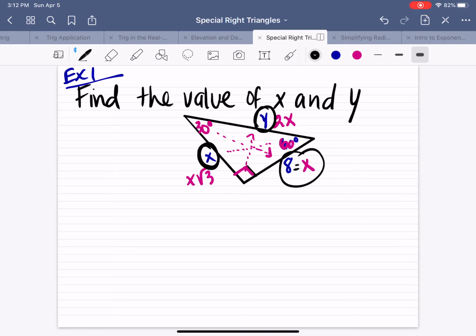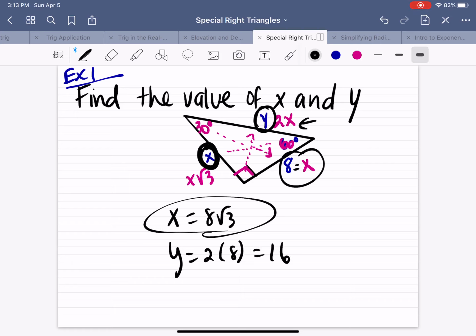To get this X value, you plug in the 8 and you get 8 root 3. Now to get the Y value, you plug in the X right here and you get 16. So the X value is 8 root 3 and the Y value is 16. Again, you could have solved this problem using SOHCAHTOA, but the properties of special right triangles make it so much easier. As you can see, we didn't do too much work.